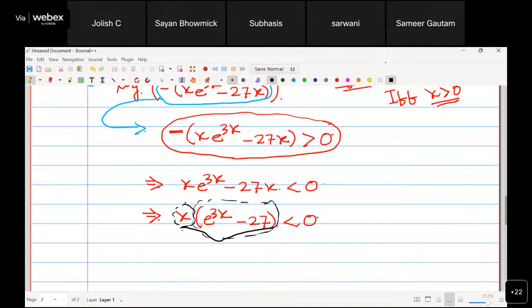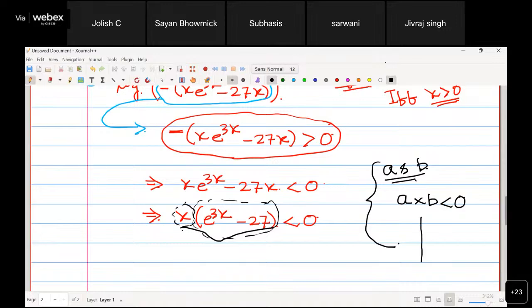So suppose you have two numbers a and b. When can you say that a times b is less than 0? Not when both are less than 0 or both are greater than 0, because then the product would be positive. They both should have opposite signs.